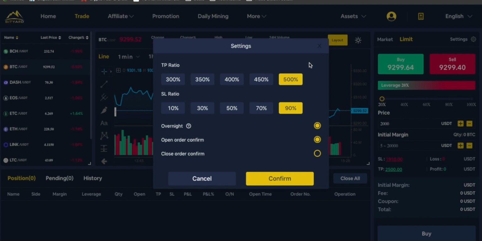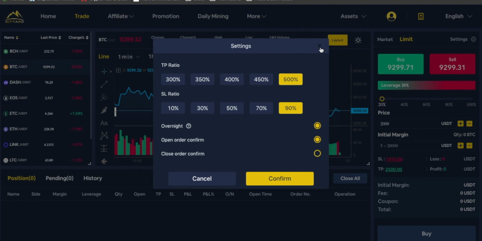set these parameters, and the system is going to be able to execute all these different things that you place. So it is a very good differentiating factor between Bityard and a whole lot of other platforms out there. So please take a look at these stop loss ratios and take profit ratios as well.